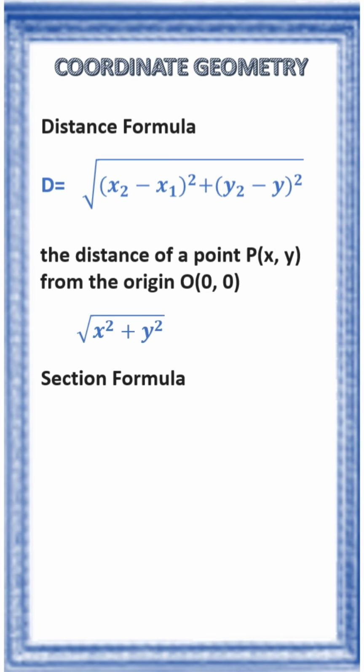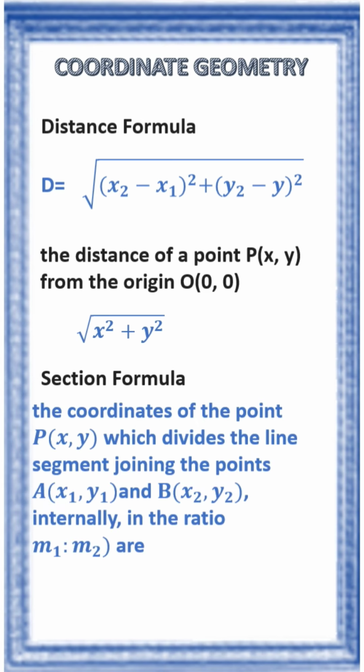Section formula means if this is a line, and a point P cuts it in some ratio m1 is to m2, then we have to use the section formula, either to find the coordinates of P in some cases, or in some questions to find the ratio. This is also an important question which appears in each and every question paper.